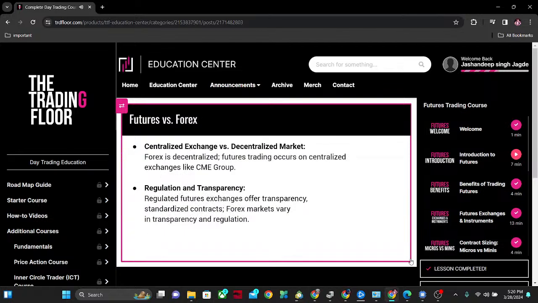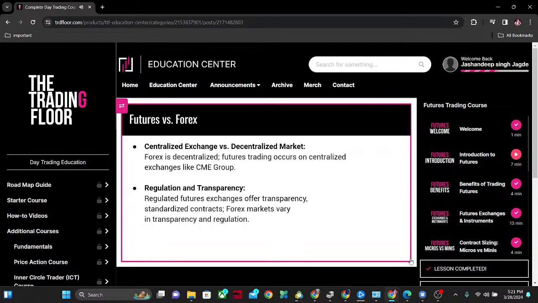Now let's take a look at Forex versus futures, comparing these two. Centralized exchange versus decentralized market. Forex trading occurs in the decentralized foreign exchange market, where currencies are traded over the counter. Futures trading, on the other hand, takes place on a centralized exchange like that provided by the CME Group. Regulation and transparency.